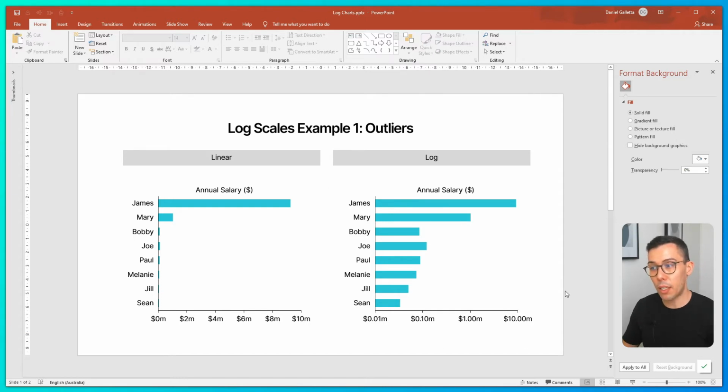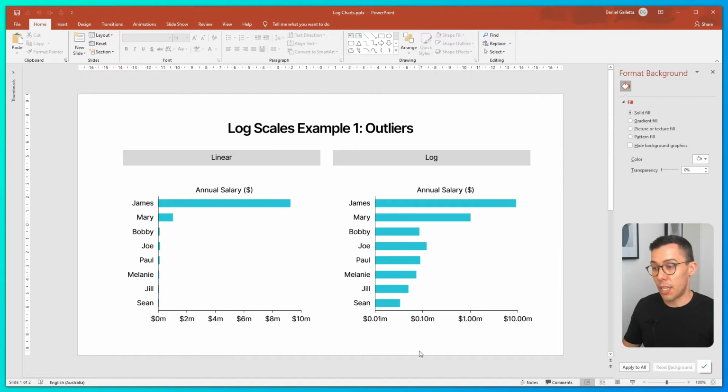Now it's a little bit clearer if you want to look at some of the other salaries. So James sits around $10 million. Mary, looks like I was wrong, she's probably closer to $1 million. And then Bobby and his friends are all at or below $100,000.